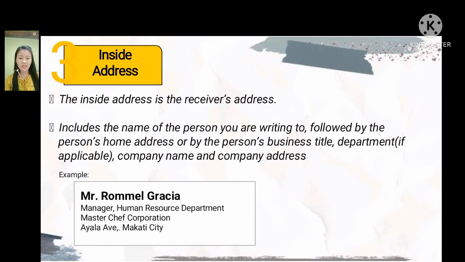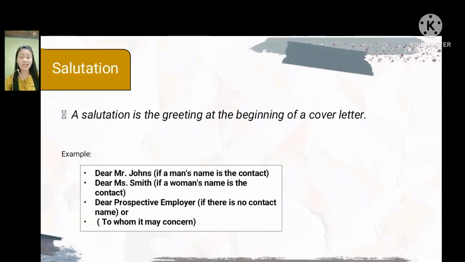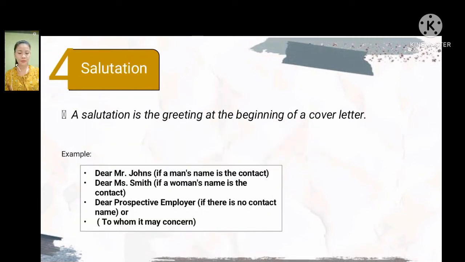Next one is the salutation. The salutation is the greeting at the beginning of a cover letter. In the salutation, you will always consider the gender of the receiver. If the receiver is a man, you will indicate, like for this example, Dear Mr. John. If the gender of the receiver is a woman, you will indicate Miss. And then if you don't really know the gender, you could use in the salutation, Dear Prospective Employer, or you could use To Whom It May Concern.